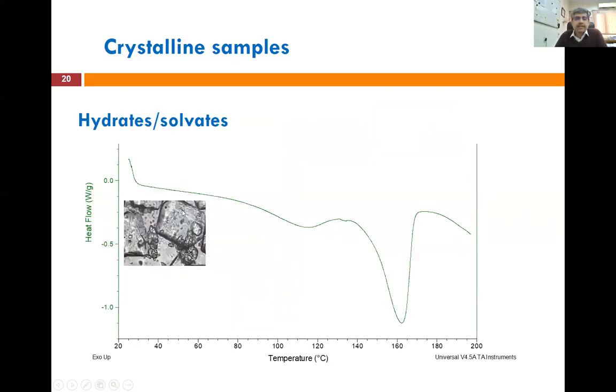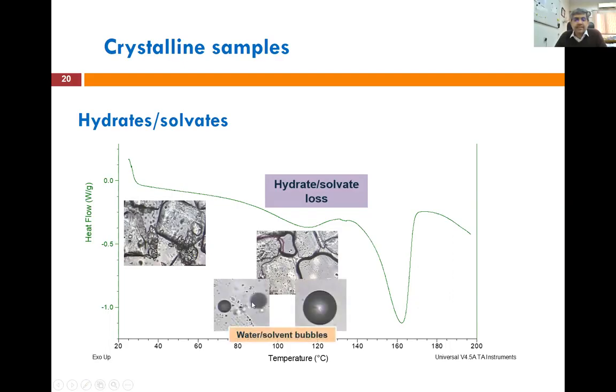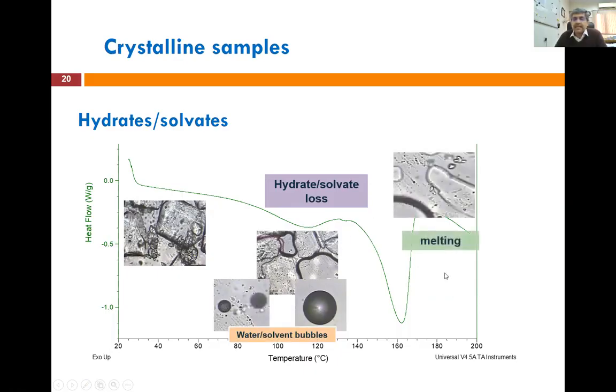Hydrates and solvates contain water or solvent molecules in the crystal lattice apart from the API molecules. So this is a hydrate or a solvate sample, which will first show loss of the solvent or water from the crystal lattice, and this can be shown as evolution of bubbles from the samples. So bubbles like this can be seen due to the removal of the solvent from the crystal lattice, and then the melting point of the hydrate or the solvate will be displayed.